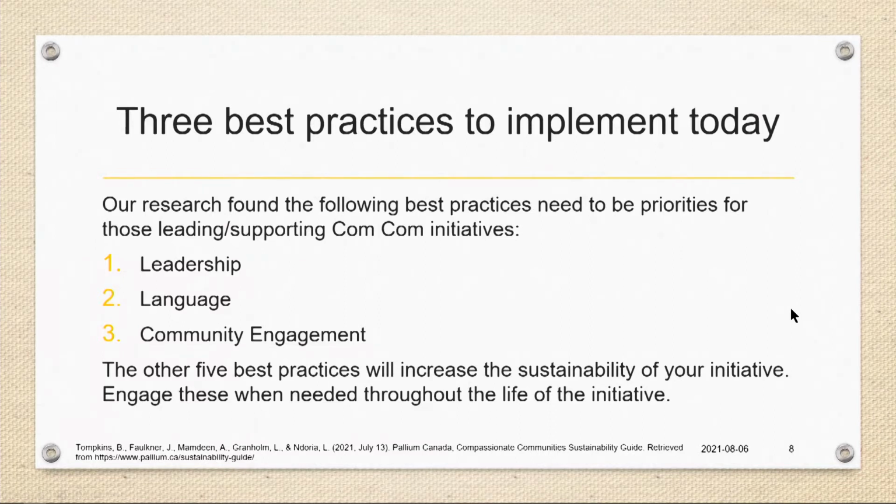So then what we did is we looked at, okay, well, what are those top best practices that we need to make sure COMCOMs get in place right away? And so our research found that leadership, language, and community engagement, these are the best practices that initiatives need to look at engaging with as soon as possible. And this comes from, we did a lot of focus groups with subject matter experts in the field around community engagement and social innovation, as well as compassionate communities across the world. And we were hearing the same consistent message.